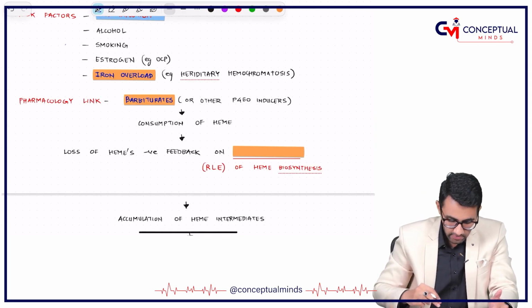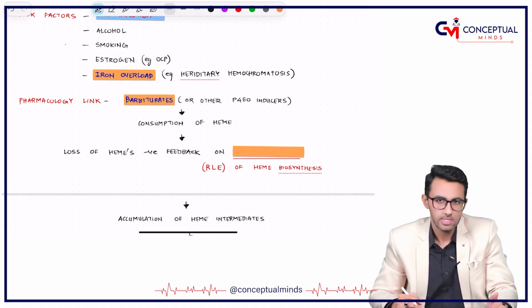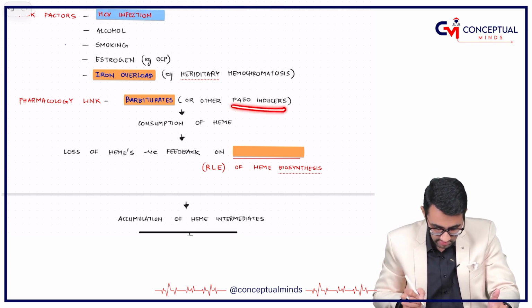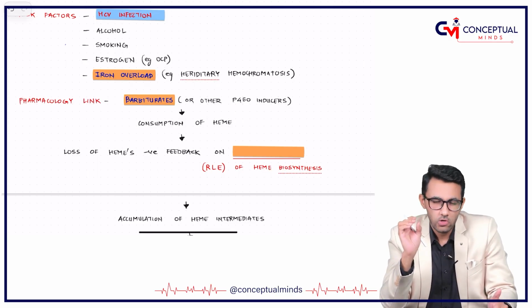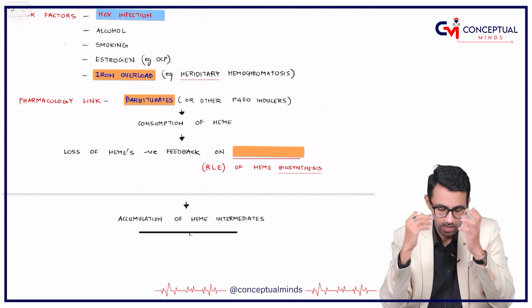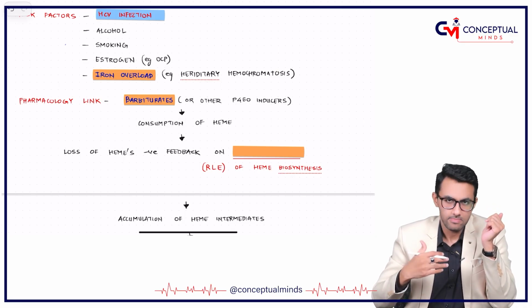So now we have the barbiturates. Barbiturates are inducers of cytochrome P450. In cytochrome P450 there is a part where heme is required. Heme is a constituent of this, and because of this they are inducers.